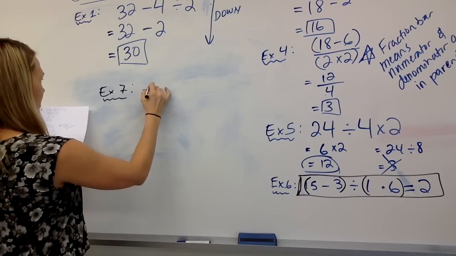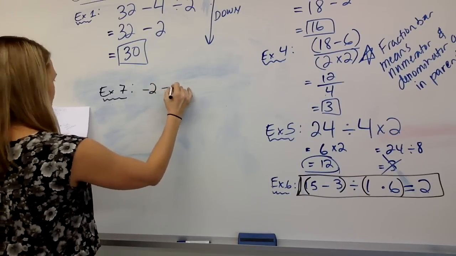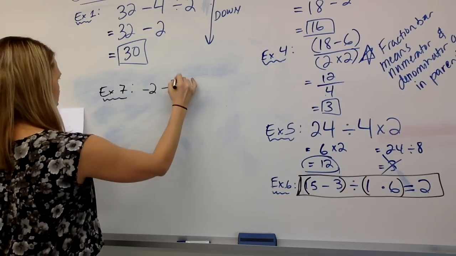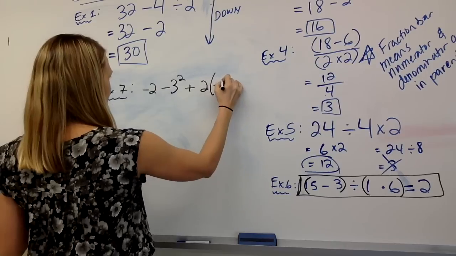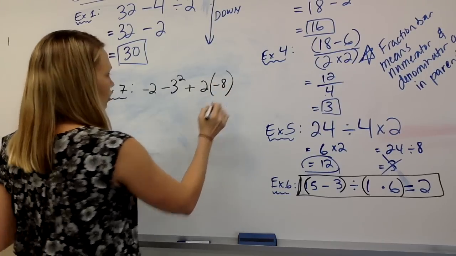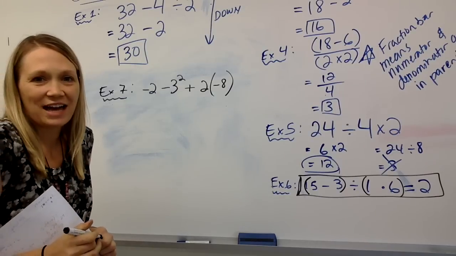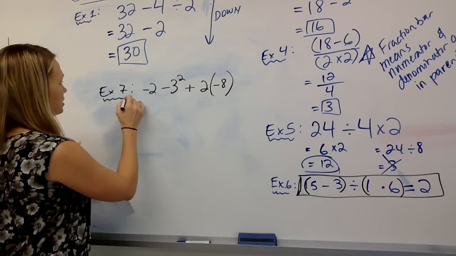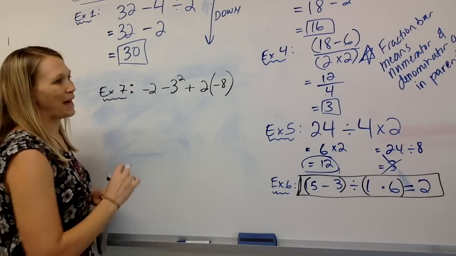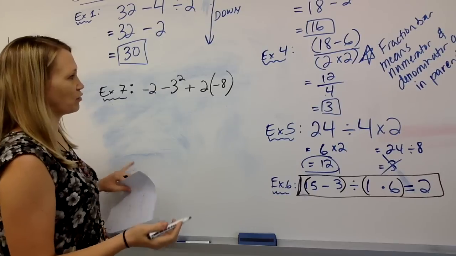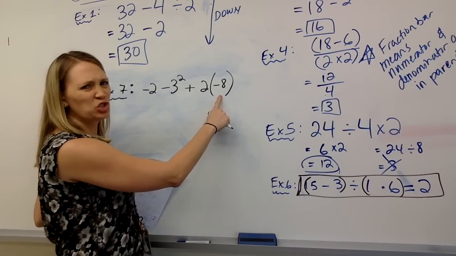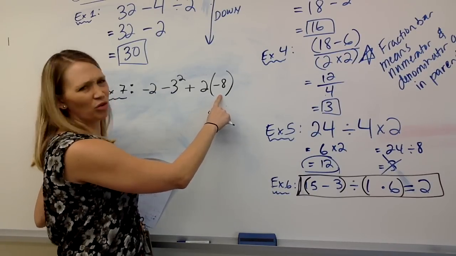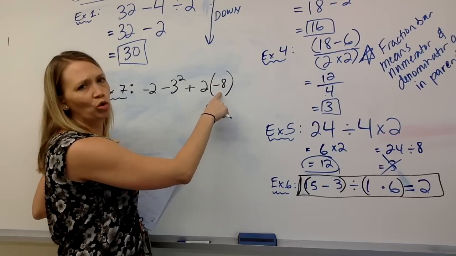We will do negative 2 minus 3 squared plus 2 times negative 8. Cool. I got some negative numbers in there and I even got an exponent. How exciting is that? So example 7, PEMDAS. Do I have parentheses? Yeah, I do, but is there anything to do in there? No, there isn't. These are just parentheses to hold the negative number.